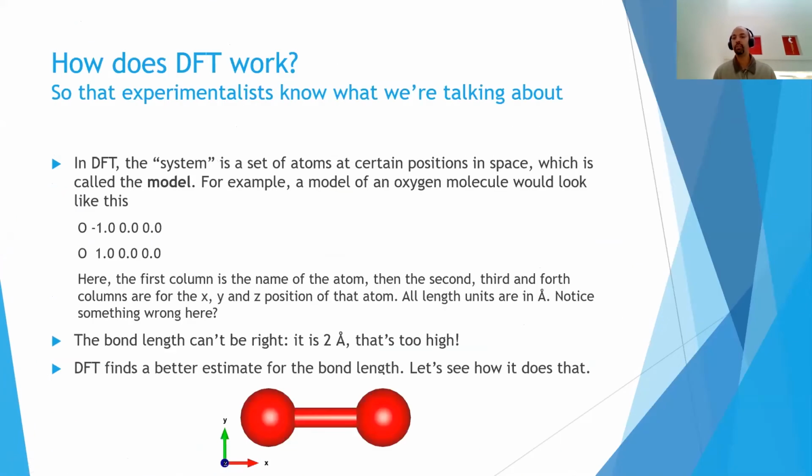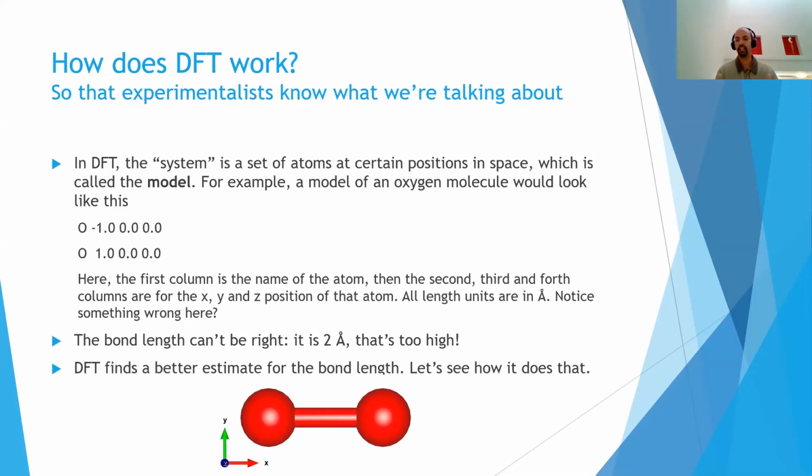So in the oxygen molecule, we have 2 oxygen atoms. A DFT package would expect you to deliver a file that has certain parameters. One of those parameters is the positions of the atoms in the system. So if it's oxygen, for example, let's assume that the distance between the 2 oxygen atoms is 2 angstroms, which is obviously wrong. And we want to know what is the correct answer from DFT.